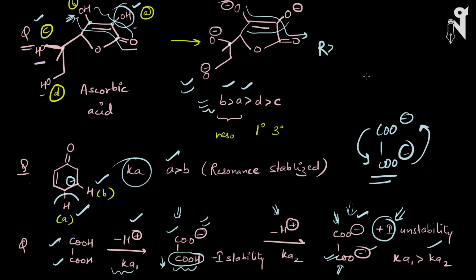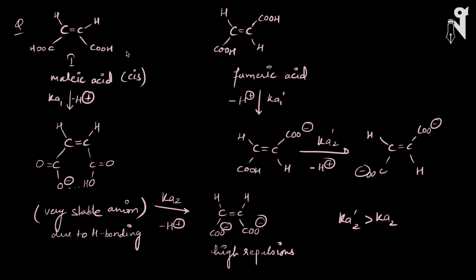With the release of a single hydrogen, it is more acidic. With the release of two hydrogens, it is less acidic. So even though it has two acidic hydrogens, it will preferably remove only one, because removing two acidic hydrogens makes your system unstable. Now let's compare the acidic strength of these two acids. So we have two acids.